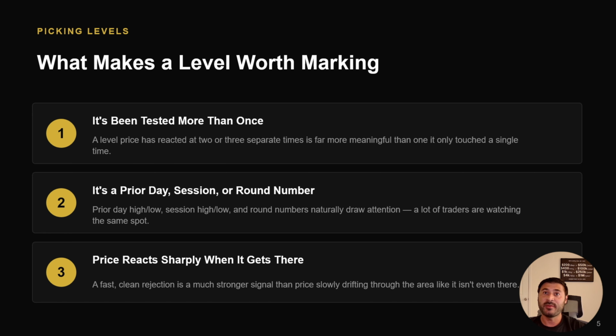So here's what actually makes a level worth marking, based on everything we just covered, right? One, it's been tested more than once. Remember that levels form because real traders are defending real positions. So a level price has reacted at two or three separate times means more of that trapped trader and stop order behavior has already played out there, right?